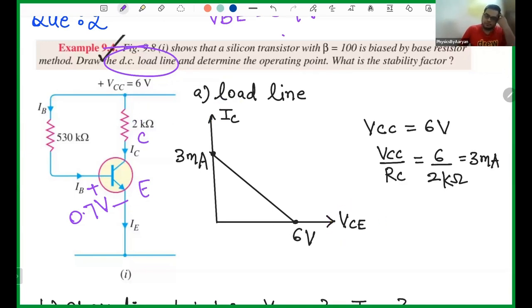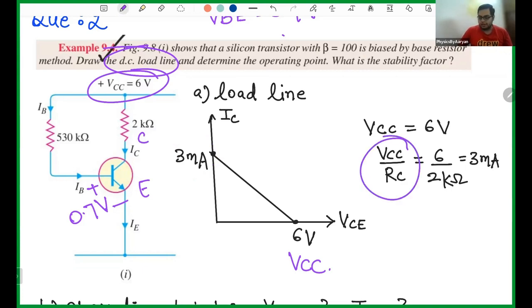Now on the x-axis, you have to write VCC. What is the value of VCC? 6 volt. And on this axis, you have to write VCC by RC, right? VCC is 6 and RC is 2 kilo, so VCC by RC will be 3 milliampere. So you write 3 milliampere here, 6 volt here, and you connect a line from this to this. Okay, so this is your load line.